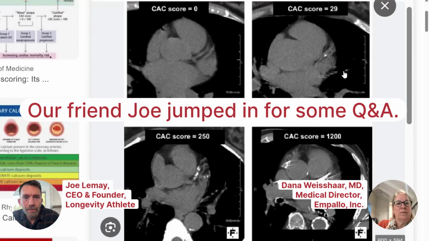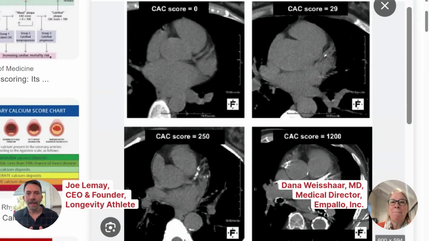I have a couple questions. Please. I can definitely see with my eyes that the 0 has no white and the 1200 has a lot of white, calcium. But how are these scores computed? Are they run through a computer? Is there judgment? How does that happen?